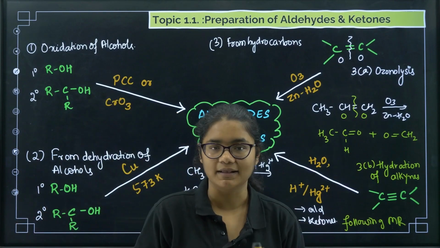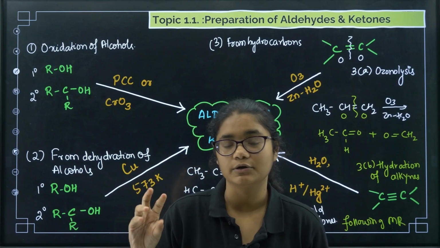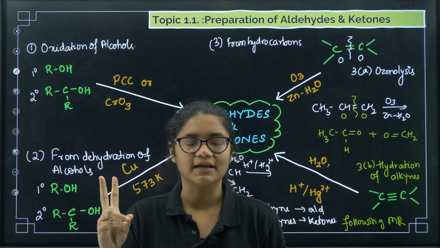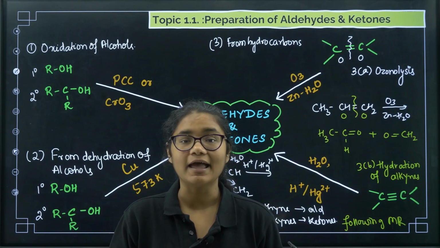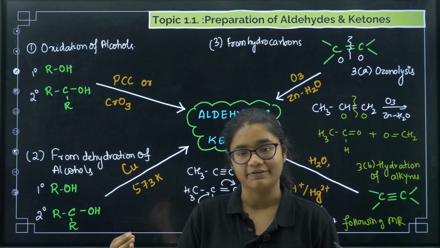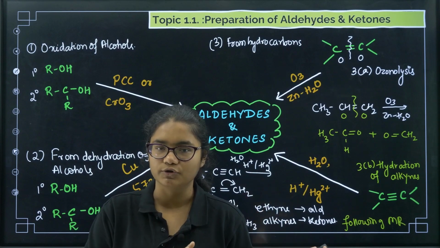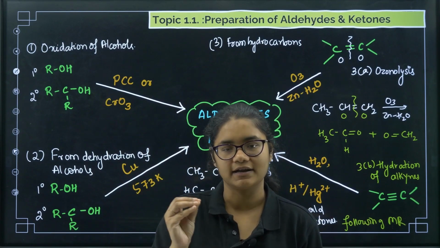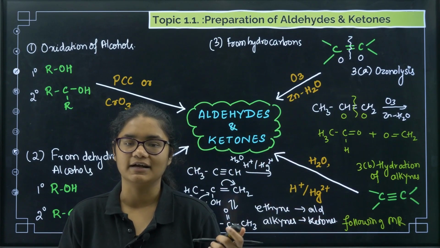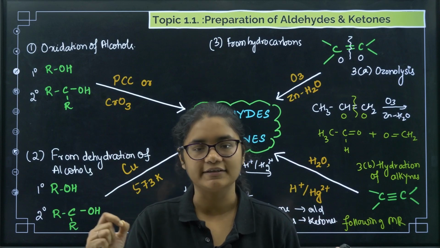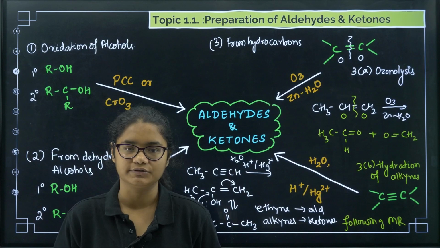So we have done all the three methods. The first one is oxidation of alcohols, where the reagent required is PCC or chromium oxide. Second one, reduction of alcohols, where the reagent required is copper at 573 Kelvin. Third one, from hydrocarbons. Here we have two sections. First one, ozonolysis, where the reagent used is O3, Zn and water. And the 3B is from alkynes: addition of water in presence of H plus and Hg2 plus, followed by tautomerization to give you the aldehydes or ketones. Clear?